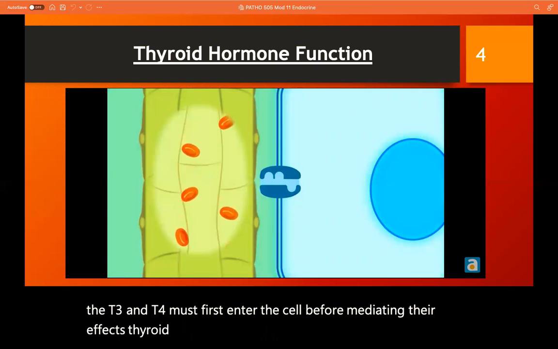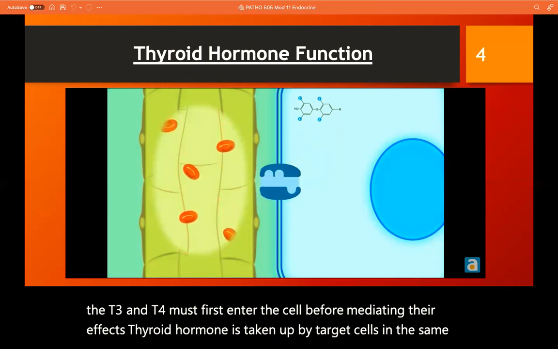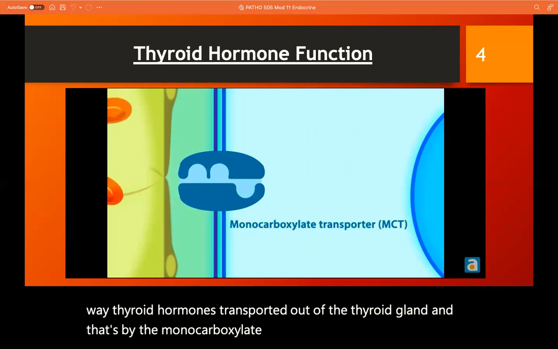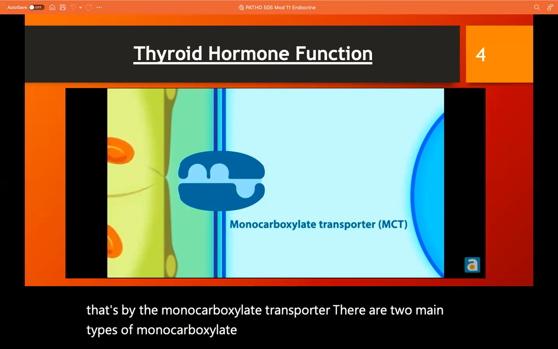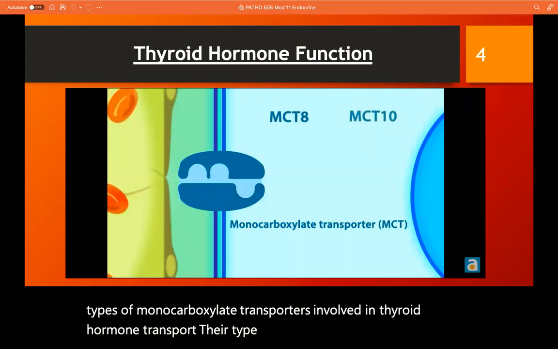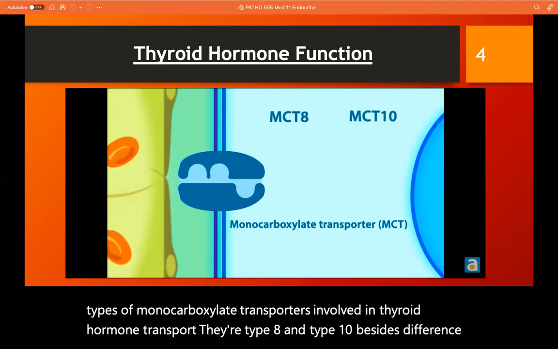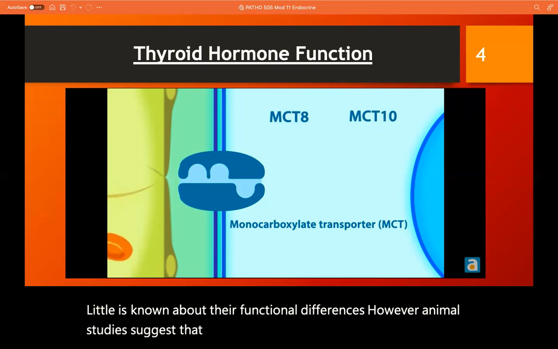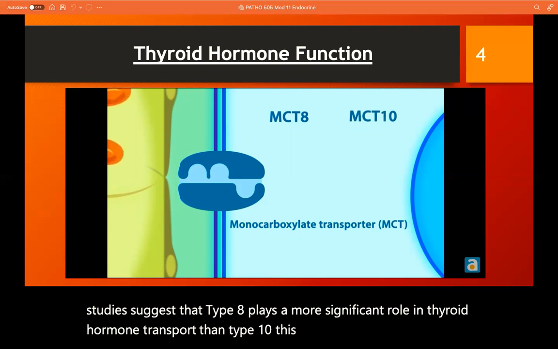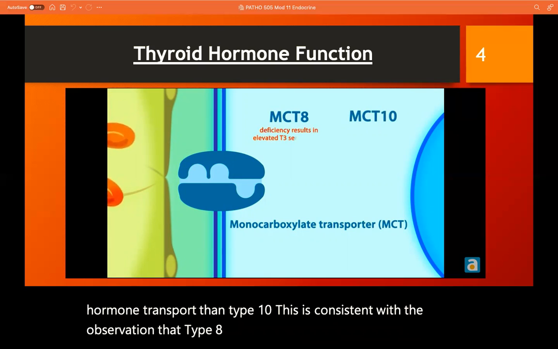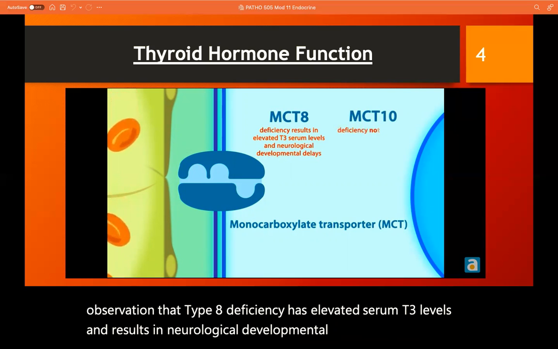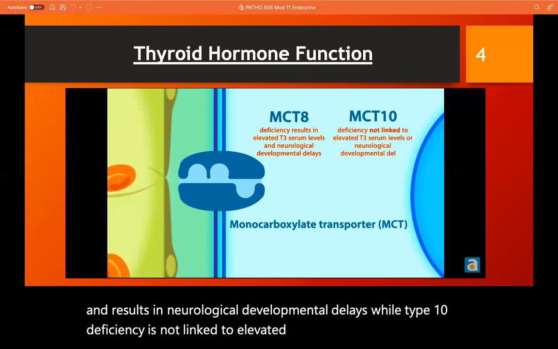Thyroid hormone is taken up by target cells in the same way thyroid hormone is transported out of the thyroid gland, and that's by the monocarboxylate transporter. There are two main types of monocarboxylate transporters involved in thyroid hormone transport. They are type 8 and type 10. Besides differences in tissue expression, little is known about their functional differences. However, animal studies suggest that type 8 plays a more significant role in thyroid hormone transport than type 10. This is consistent with the observation that type 8 deficiency has elevated serum T3 levels and results in neurological developmental delays, while type 10 deficiency is not linked to elevated serum T3 levels or developmental delays.